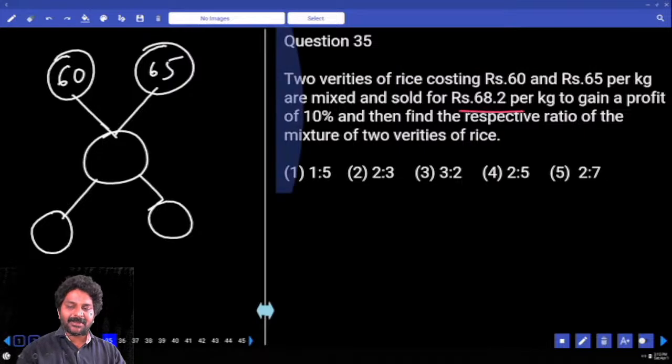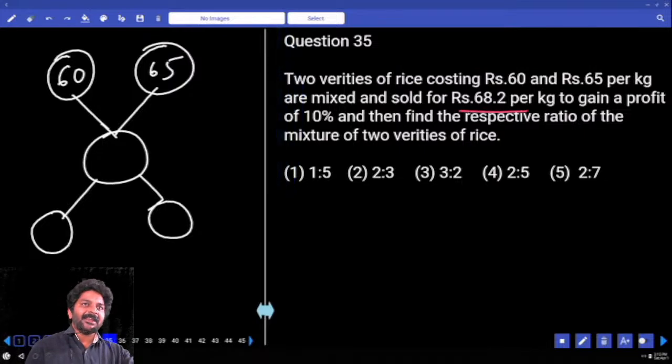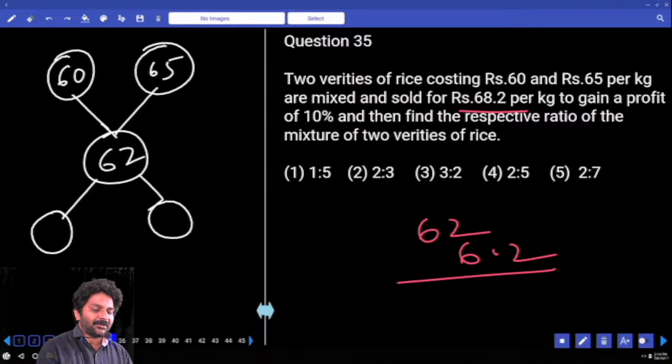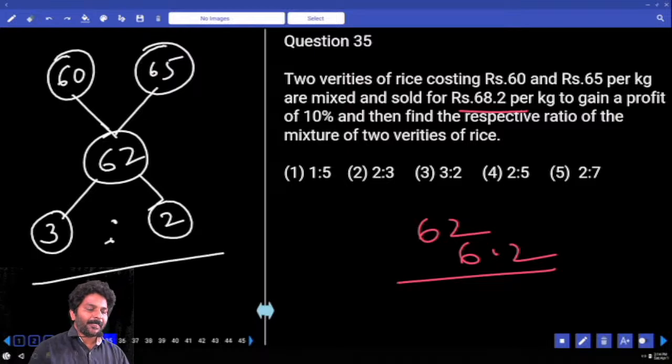When I see this number, thereby gaining 10%, small profit, originally it must be in the 60s. 10% is ending with 0.2, so 100% should end with 2. If you have any doubt, add 10% and verify whether it is same as 68.2 or not. So finally this is 62. And how much is allegation? 3. And here 2. Ratio over.